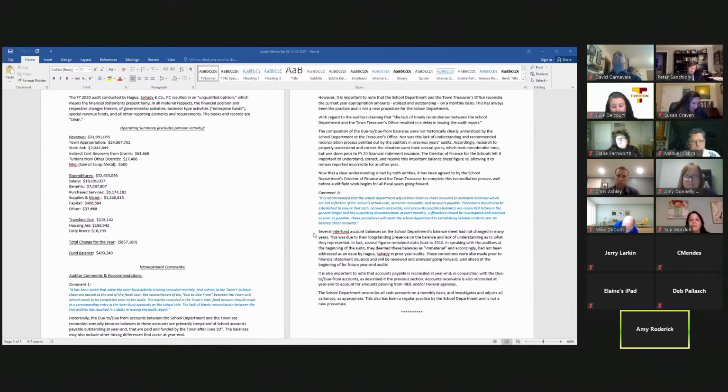To Deb's point earlier, some of the accounts get reconciled at the end of the year. The cash accounts get reconciled monthly. The interfund accounts, like between, say, a special revenue fund and the general fund, those get reconciled monthly. So this shouldn't be an issue going forward.